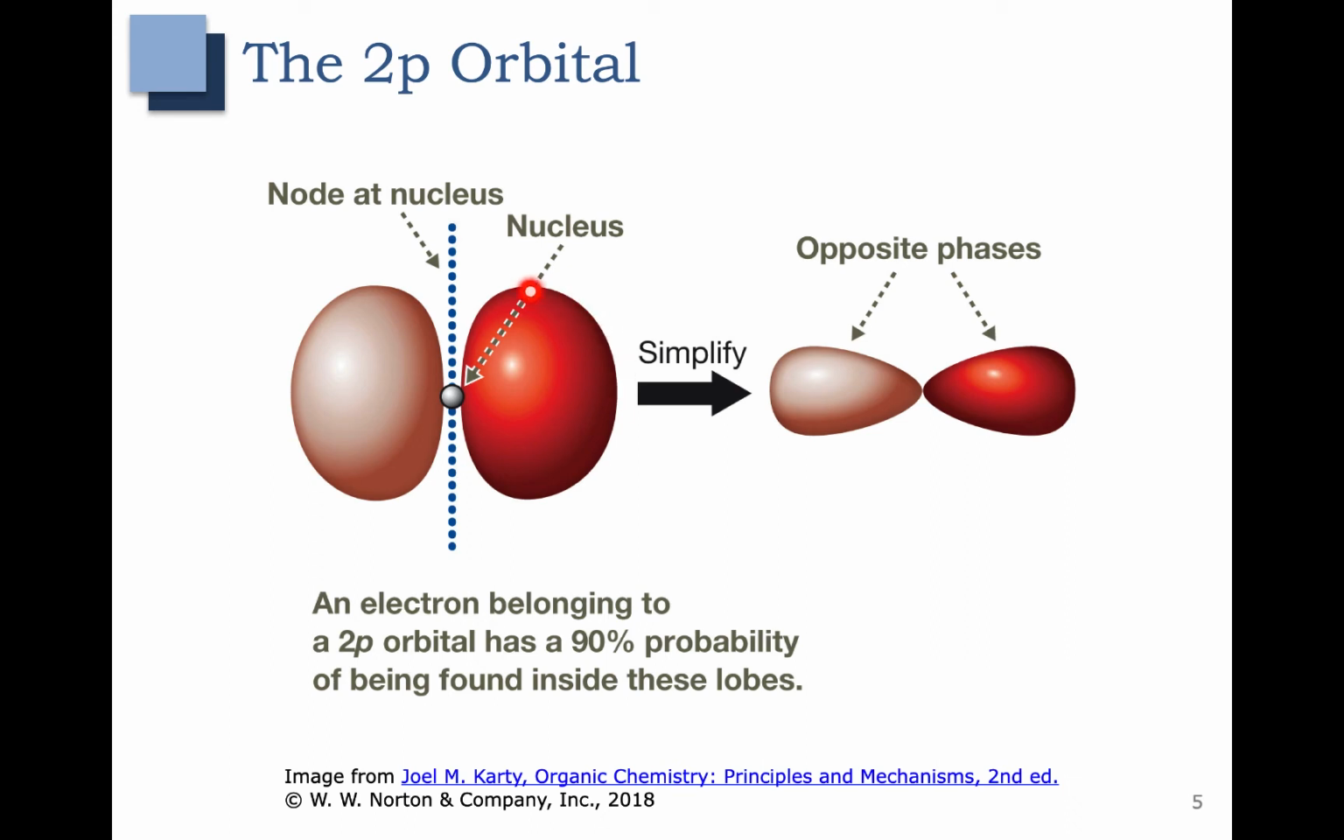You'll notice that one of the lobes is darker and one of the lobes is lighter, and that's meant to represent the opposite phases. The 1s orbital was just one phase. Also, if we compare to the 1s orbital, the 1s orbital had an approximately equal probability of finding the electron at the same distance from that nucleus. Whereas with the 2p orbital, it's different. We have a good chance of finding the electron here, but not down here.